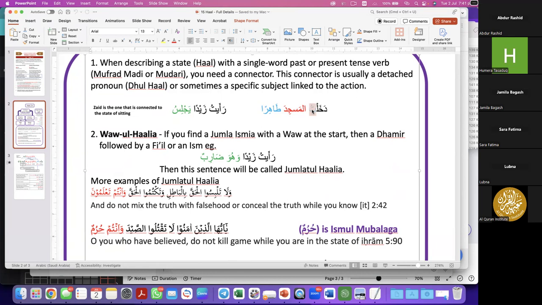Damirun Munfasil, the detached pronoun, is the Dhul Hal. What is the detached pronoun here, brothers and sisters? Ra'aytu Zaidan Yajlisu. Ana? Are you sure, sisters? Think about it. Look at the meaning. I saw Zaidan sitting. Was I sitting or was Zaid sitting? Zaid. Zaidan is the Dhul Hal. Okay? Inshallah. So this is done.